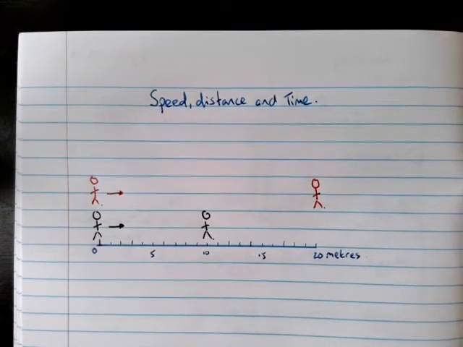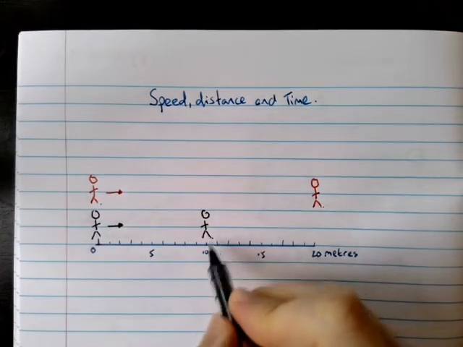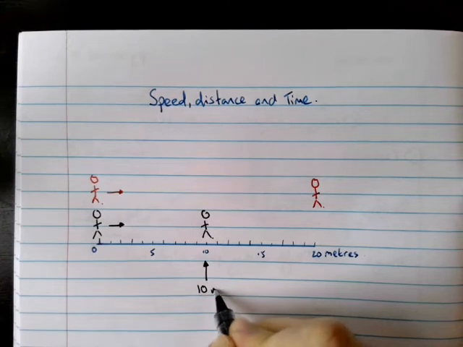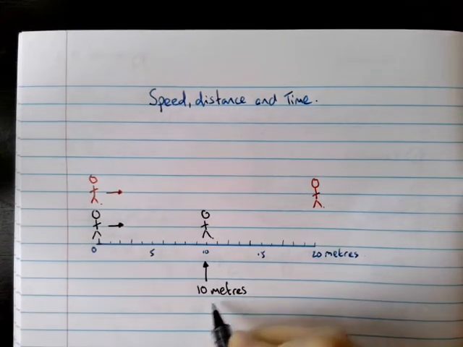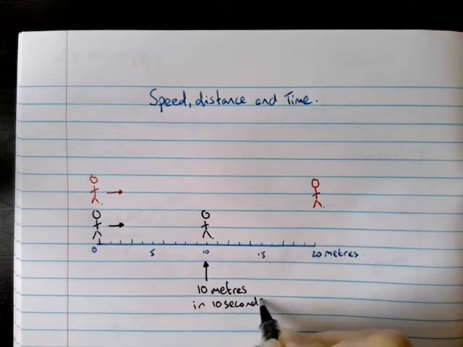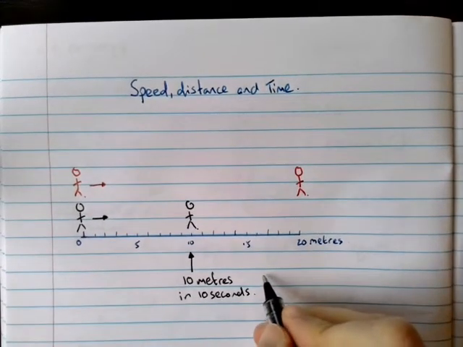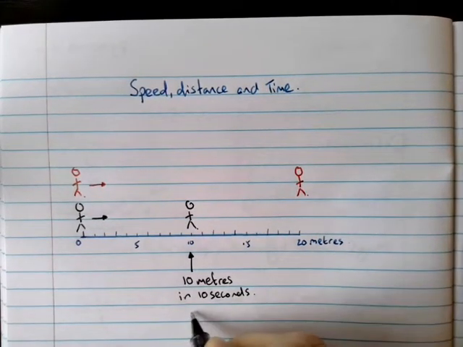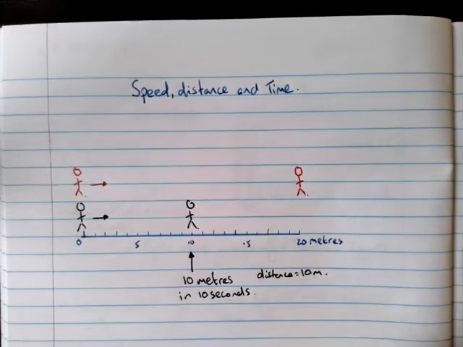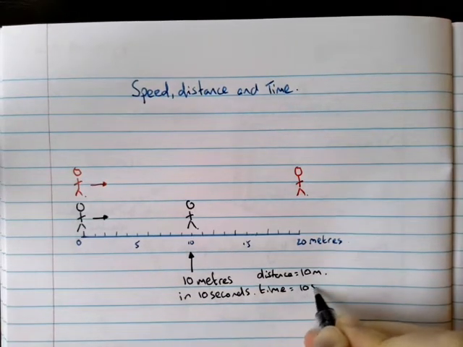But we want to quantify that. We want to put it into a number. So this person here, they have gone 10 meters in 10 seconds. Okay, so we can write down that their distance equals 10 meters. The time they took equals 10 seconds.